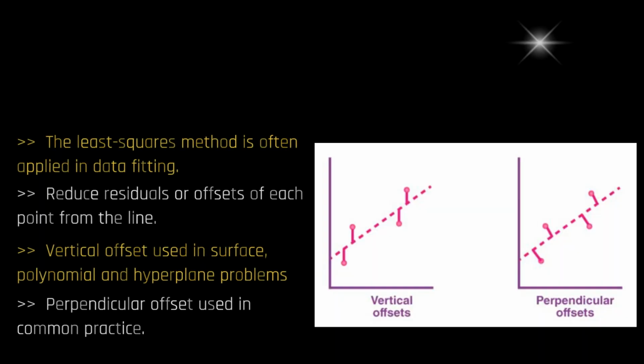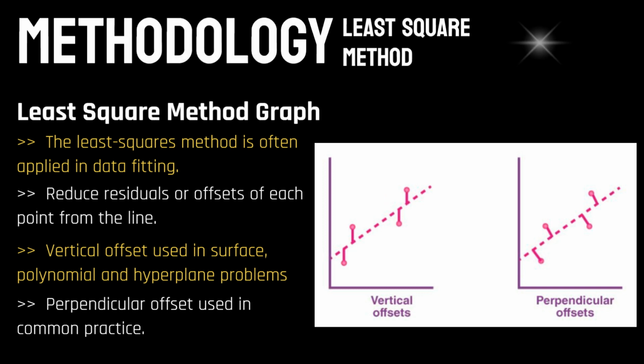The methodology of the least squares method involves fitting a line to a set of data points in a way that minimizes the sum of squared differences between the observed and predicted values, or offset error. Vertical offset is used in surface, polynomial and hyperplane problems, while perpendicular offset is commonly used for other problems.